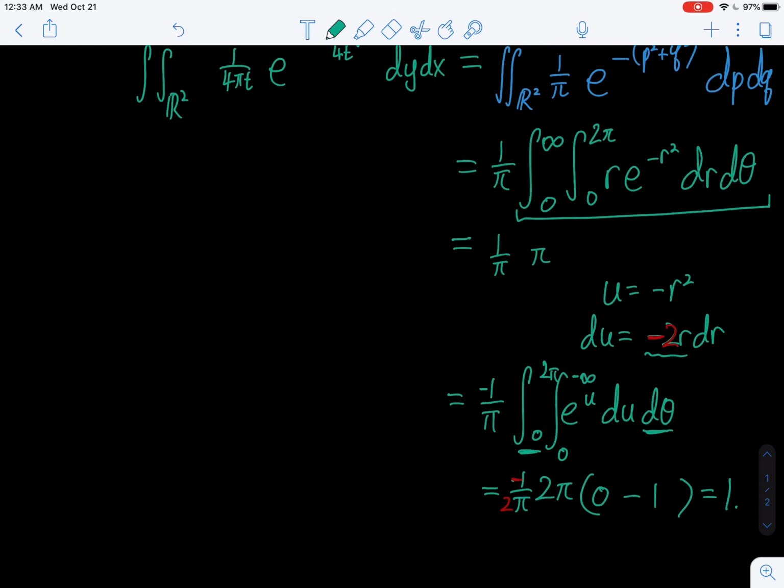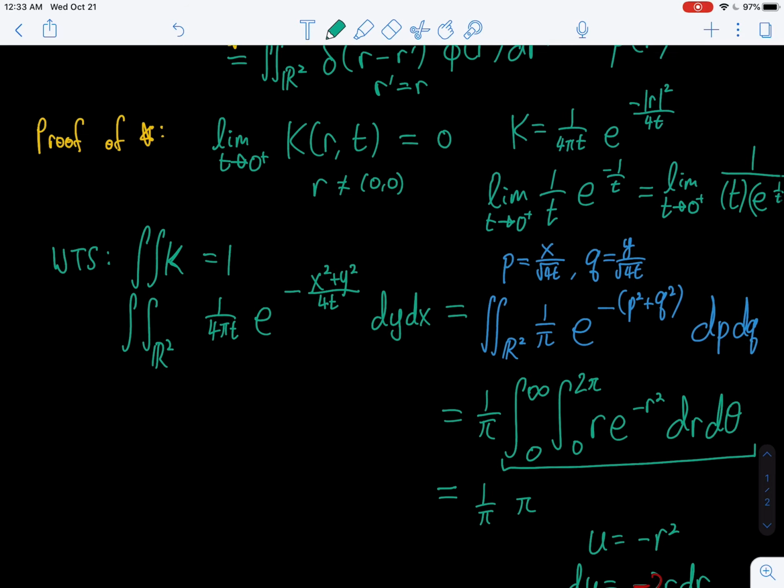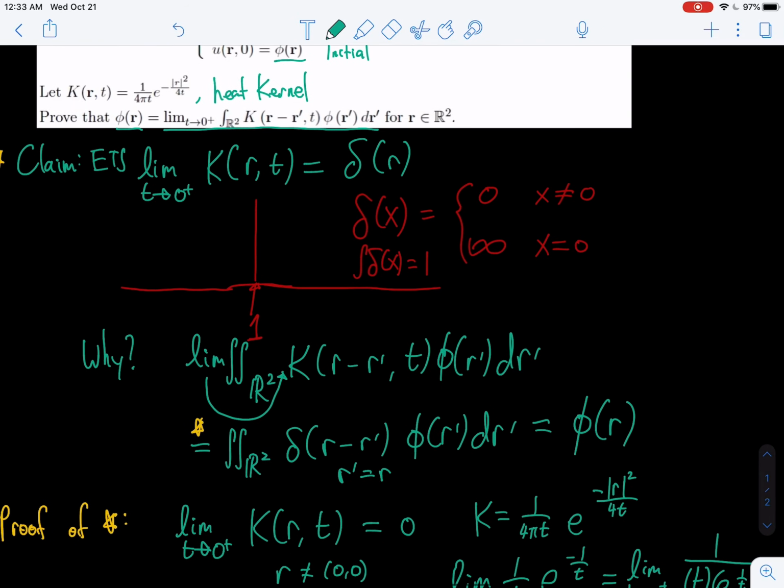And therefore we can claim, this proves the claim that the limit of k is the delta function. And we have shown earlier that this proves the original statement. Okay, so now we are done.